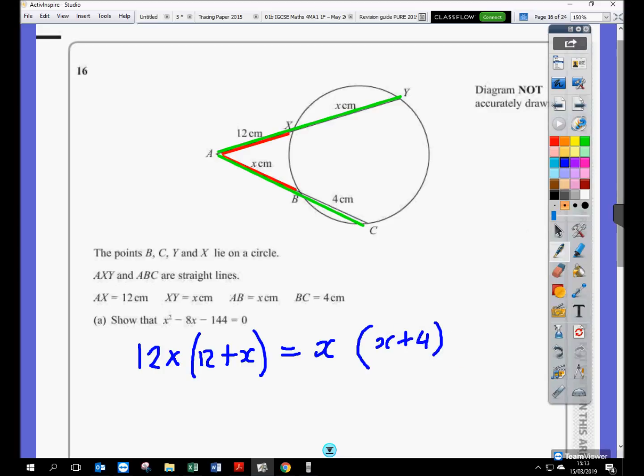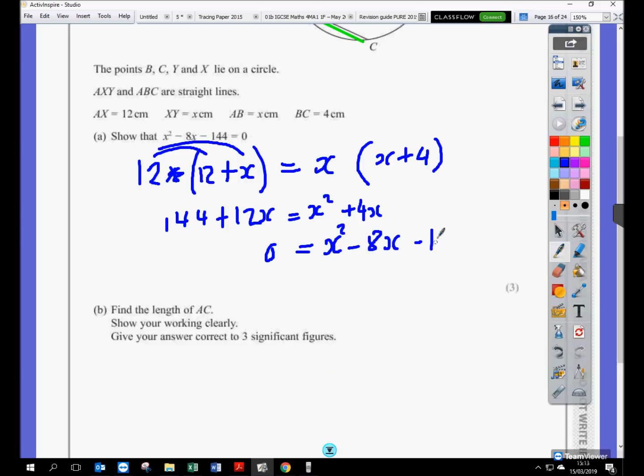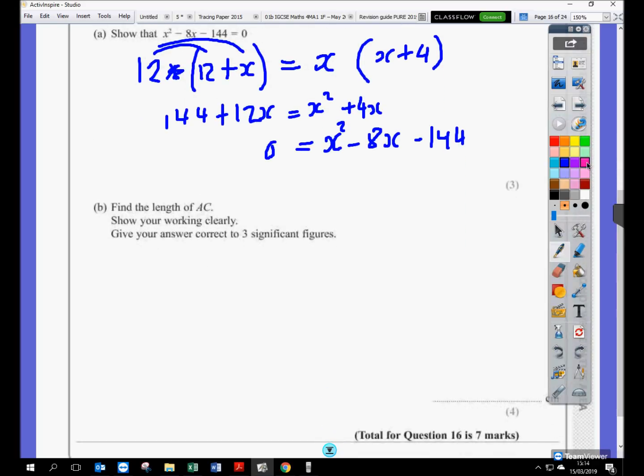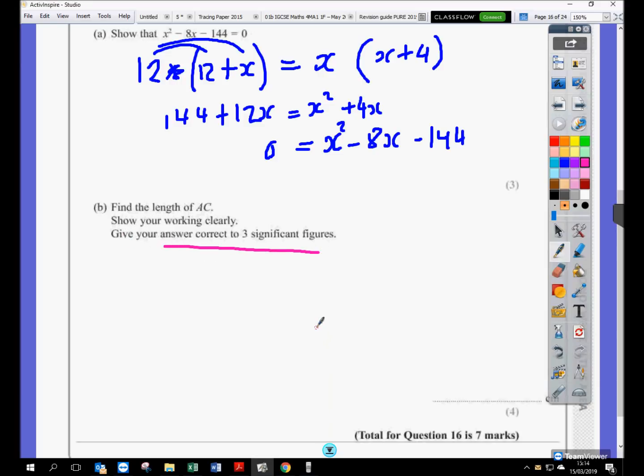Hopefully when we expand this, we should end up with the answer. So if we expand the brackets, I've written a times there, but I don't really need to when it's a bracket. So 12 times 12 is 144 plus 12x equals x squared plus 4x. If you rearrange this so we have everything on one side, x squared minus 8x minus 144 equals 0. It's great. What you can do now, folks, is you can either use the quadratic formula. In fact, I would because of this sentence: give your answer correct to 3 significant figures.